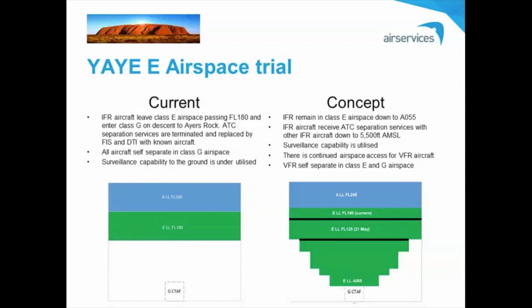The concept is that IFR remain in Class E airspace down to 5,500 feet and receive an ATC separation service with other IFR aircraft. The surveillance capability is utilised. There is continued airspace access for VFR aircraft, and VFR aircraft self-separate in Class E and Class G airspace.